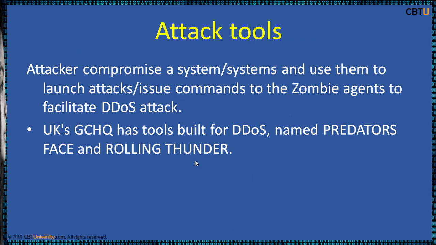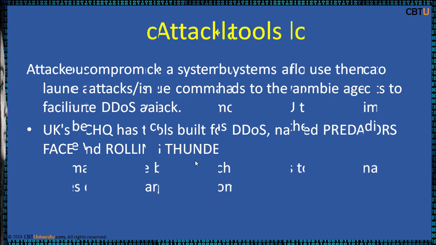Attackers compromise systems and use them to launch attacks, issuing commands to the zombie agents to facilitate the DDoS attack. UK's GCHQ has tools built for DDoS named Predator's Face and Rolling Thunder.